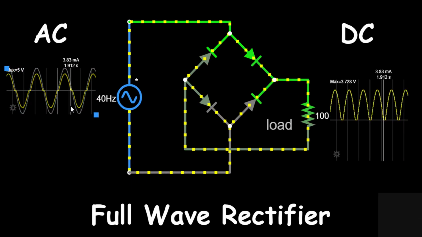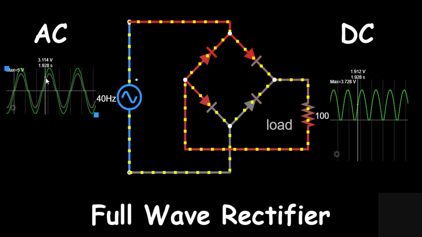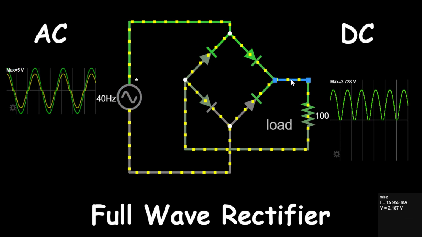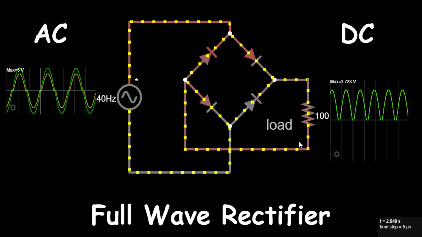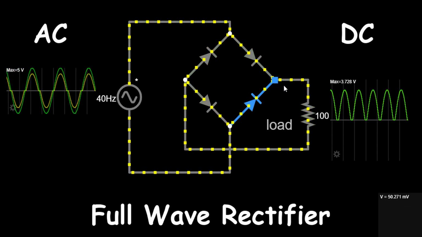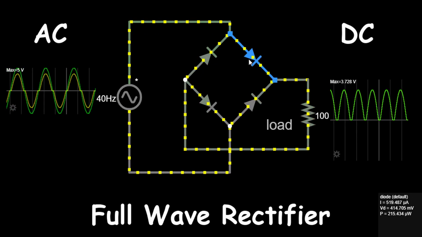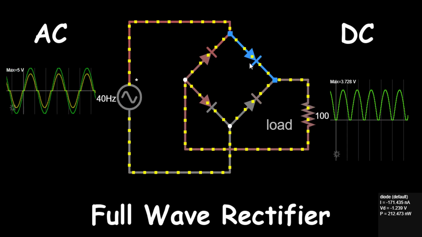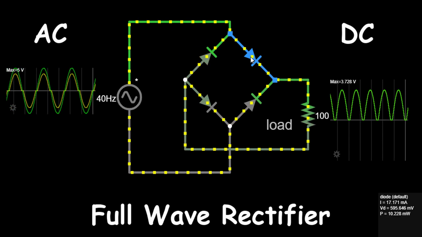Positive half cycle. During the positive half cycle of the AC input, the following happens. The top end of the AC source is positive relative to the bottom end. Current flows from the positive terminal of the AC source, through diode D1. From diode D1, the current flows through the load resistor, creating a voltage drop across it. The current then continues through diode D2 and back to the negative terminal of the AC source. During this time, diodes D3 and D4 are reverse biased, meaning they do not conduct any current.